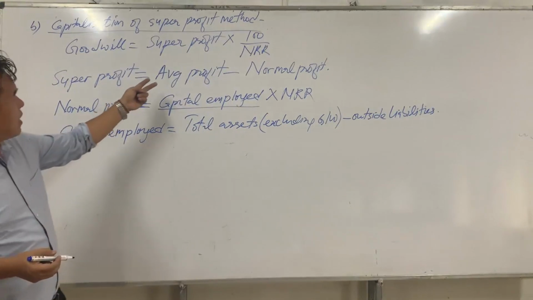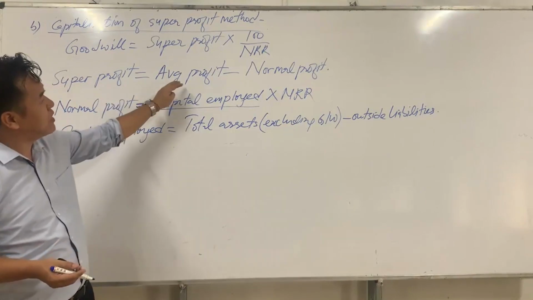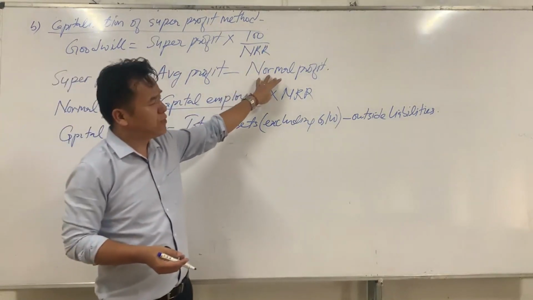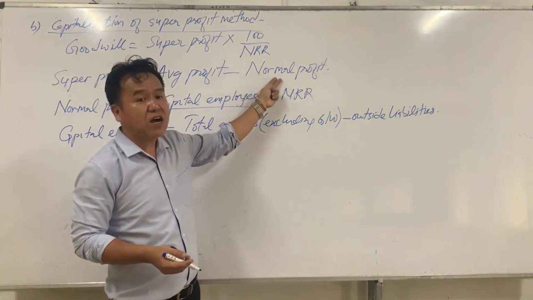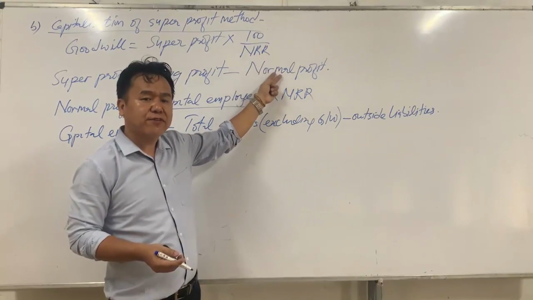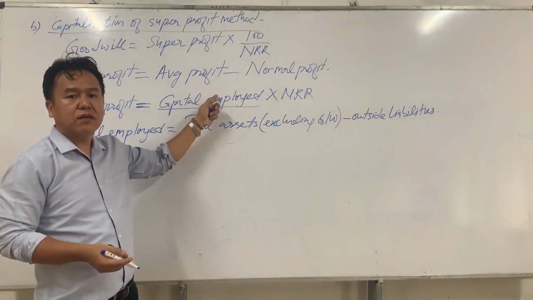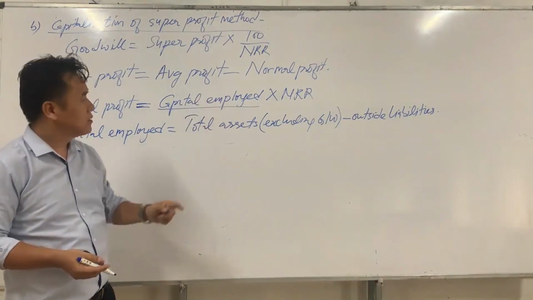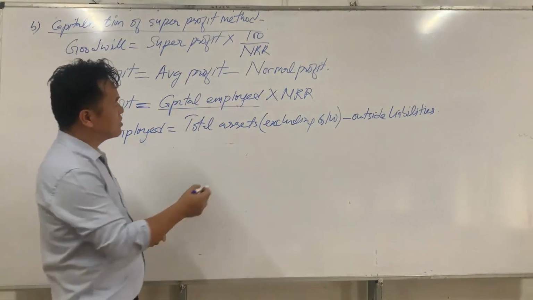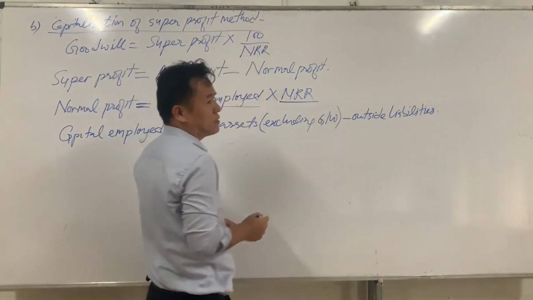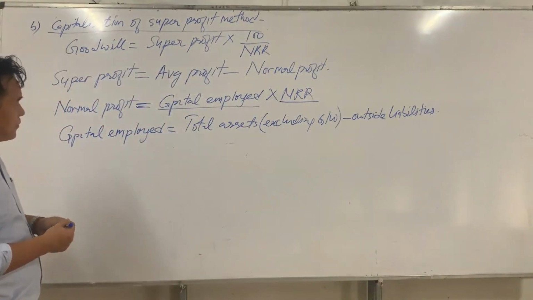Okay, now what is average profit? Average profit means actual profit, the profit which is actually earned by the firm. And what is normal profit? Like I said before, normal profit means profit which is supposed to earn on capital employed by every firm in the same business. So what is capital employed? It means capital invested, the amount which is invested by the owners in the business. And what is normal rate of return? Normal rate of return means rate of generating profit on capital employed. Is that clear for you?